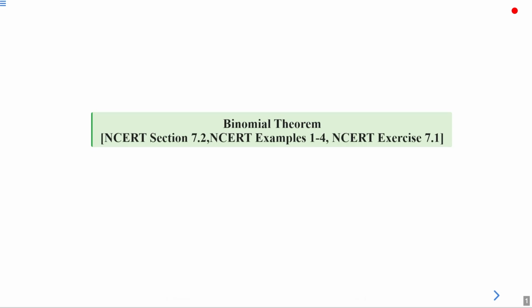Hello students, welcome to this lecture on binomial theorem. So in this lecture we will discuss NCERT section 7.2 and then we will solve NCERT examples 1 to 4 and then we will solve NCERT exercise 7.1.